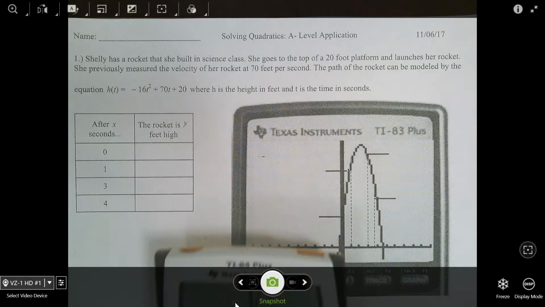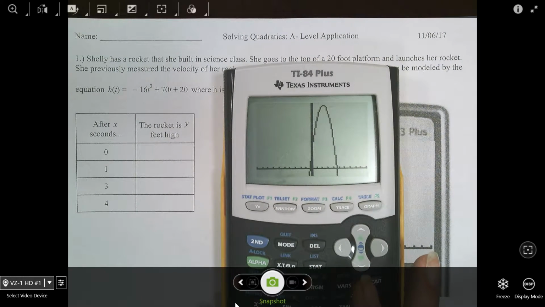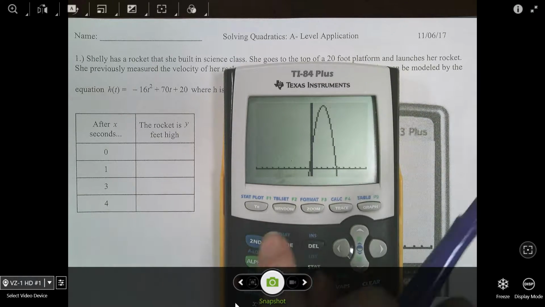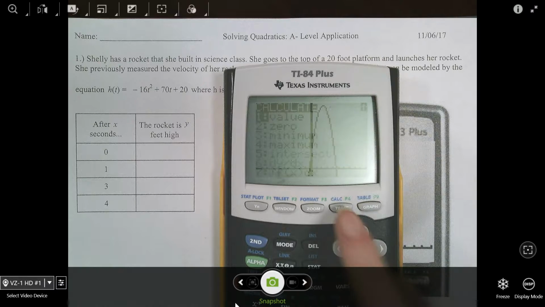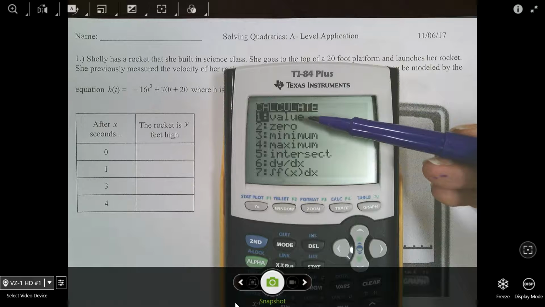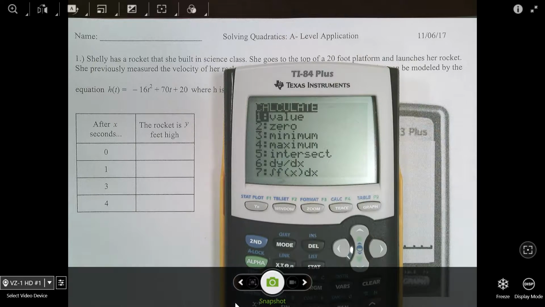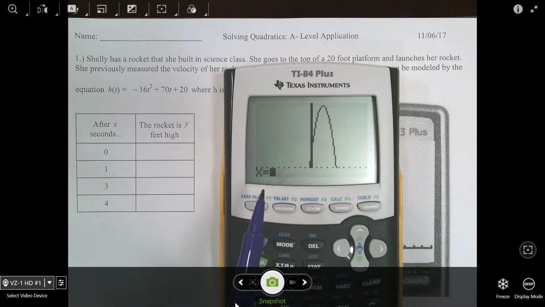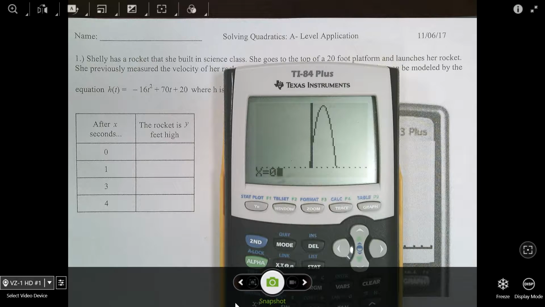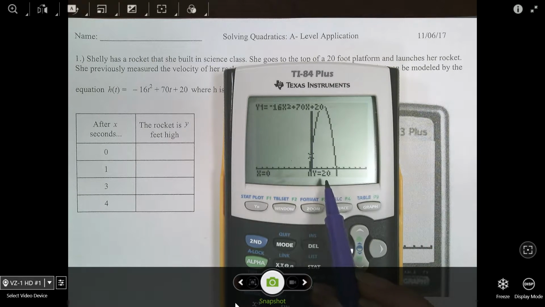So we're going to show you something new on the calculator in order to find that value. We're still going to go to second trace. And this time we're going to use the first function here, value. So you can just press 1 or you can press enter. And it will ask you to enter an x value. So we'll fill out the table here first. Our x value is 0. So I'm just going to put 0 and enter. And it automatically tells you your y value at that time.